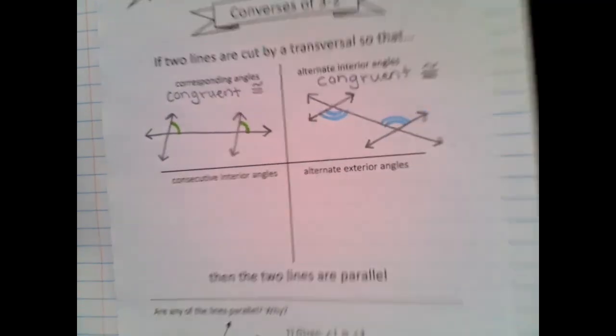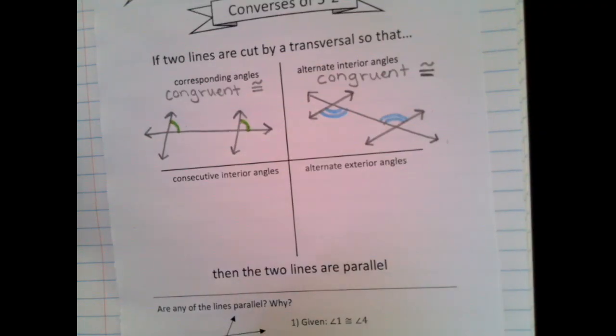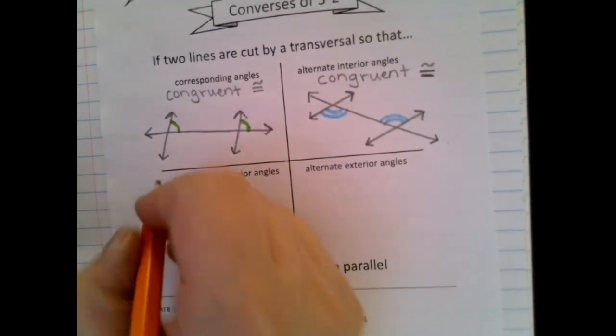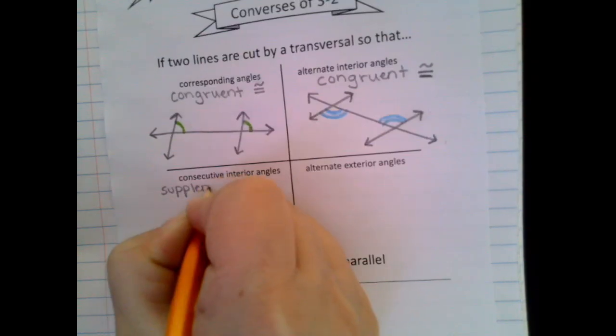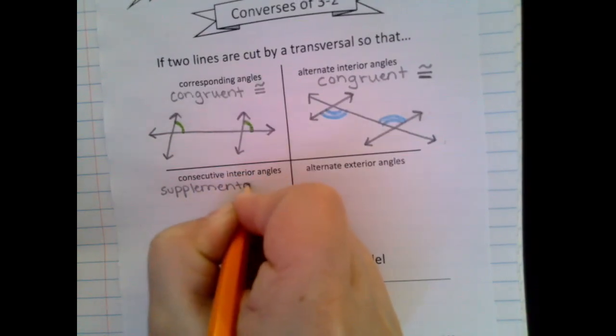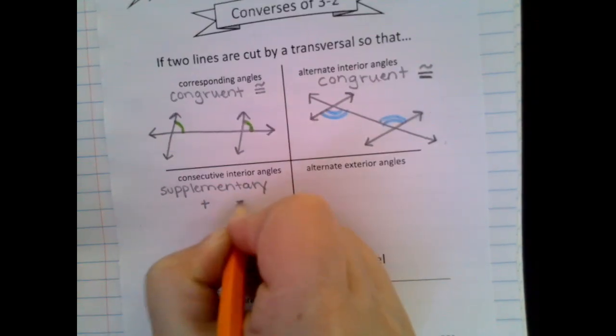All right, next up we have consecutive interior angles. This is kind of the oddball out. Does anyone remember what is the relationship that consecutive interior angles have? You can flip back to 3-2. Supplementary. Thank you. Supplementary. And supplementary means they add up to what? 180. Nice.